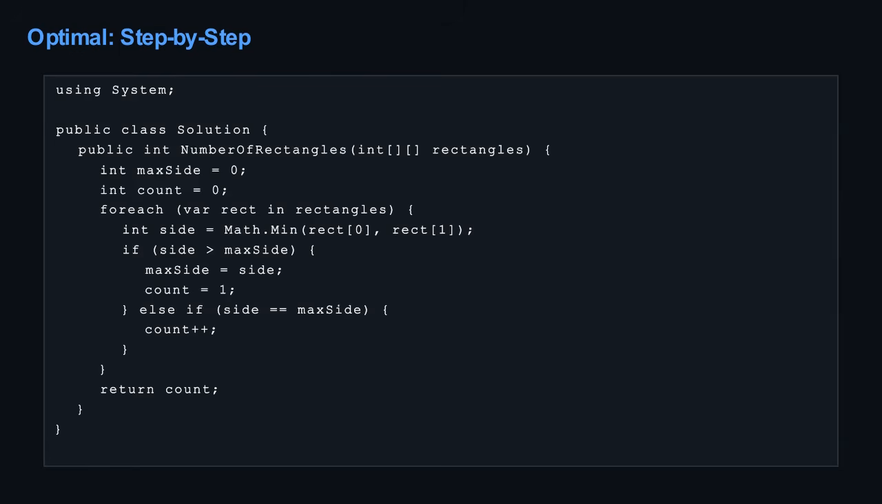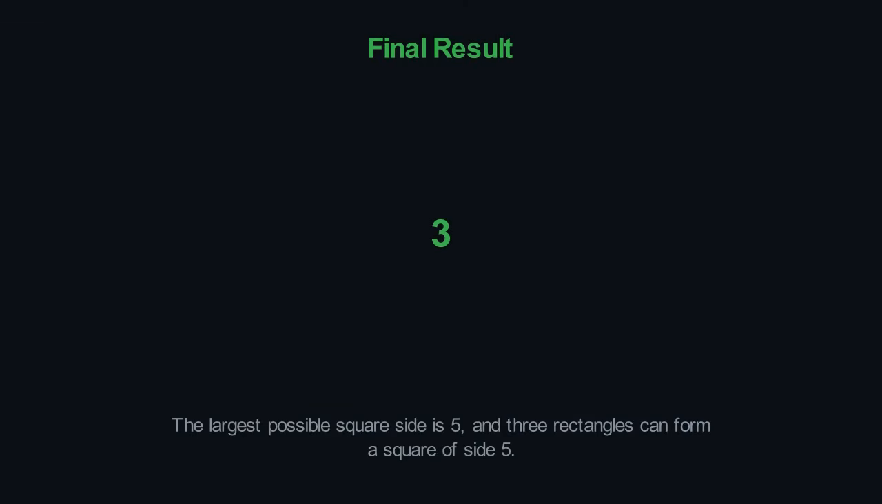Dictionary updates 5's count to 2. Max side is still 5. Finally, [16, 5]. Minimum is 5. Dictionary updates 5's count to 3. Max side remains 5. After processing all rectangles, our maximum side is 5, and we look up 5 in our dictionary, which gives us a count of 3. The final answer for our example is 3.